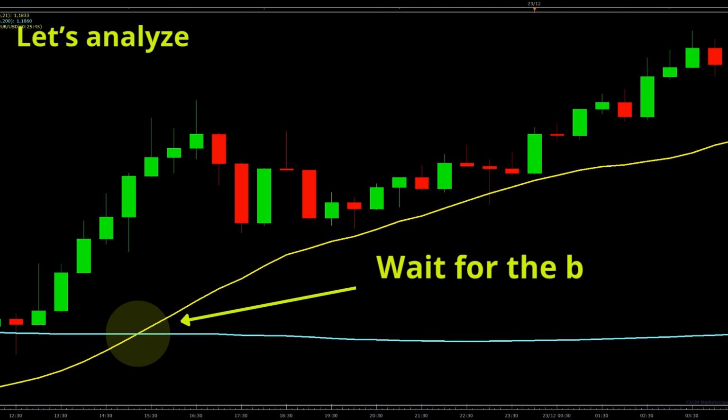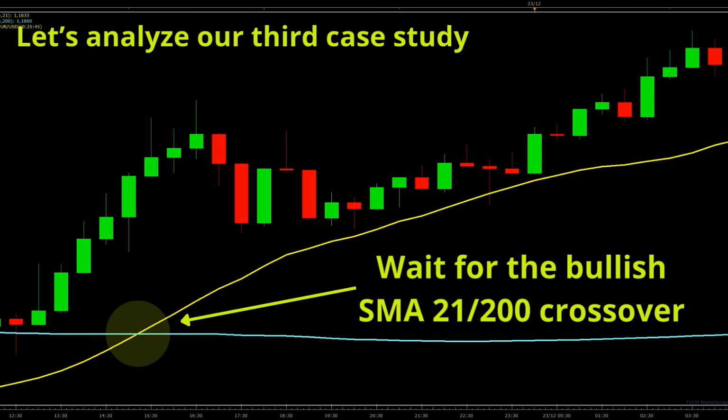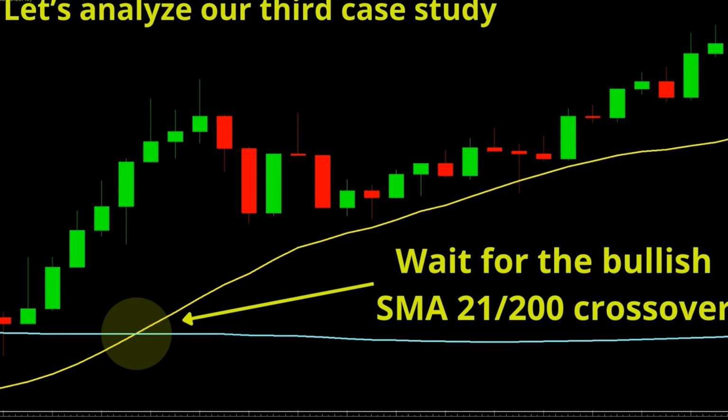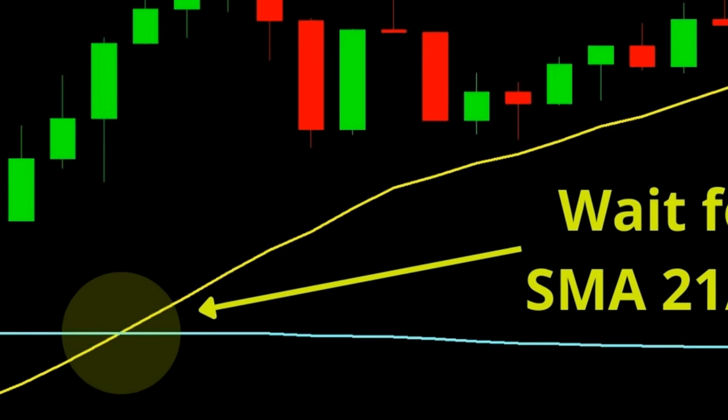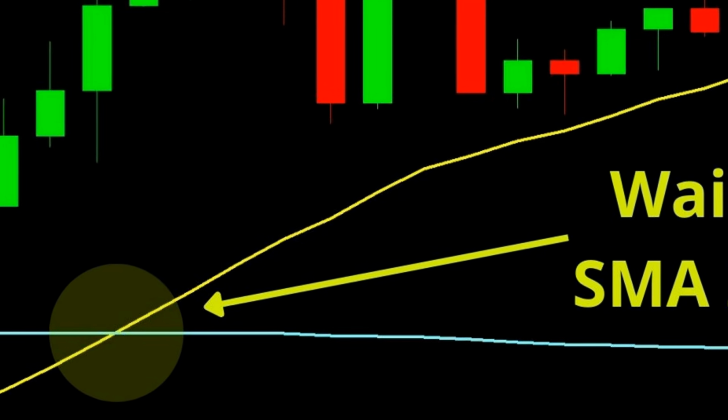Let's walk through our third case study to see the strategy in action once more. First, we patiently wait for the SMA 21 to cross above the SMA 200, confirming the bullish reversal.